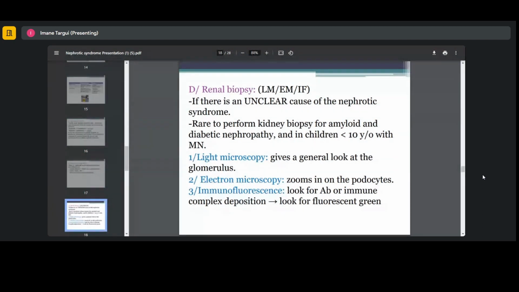And for histological examination we have 3 methods. We have light microscopy, which gives us a general look at the glomerulus, and electron microscopy, which zooms in on podocytes. And we have immunofluorescence, which looks for antibody or immune complex deposition, looking for fluorescent green.